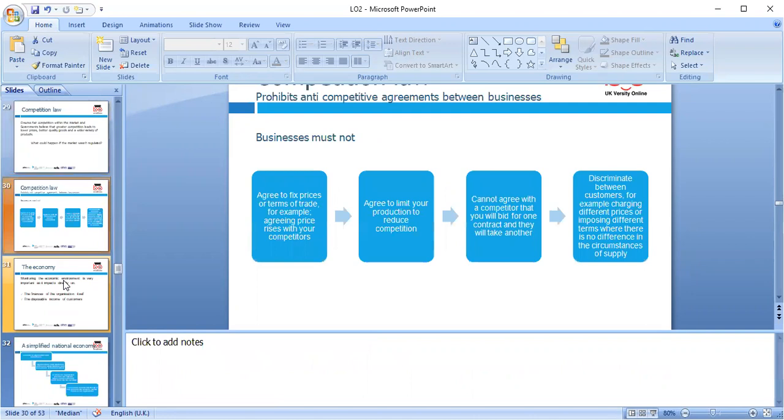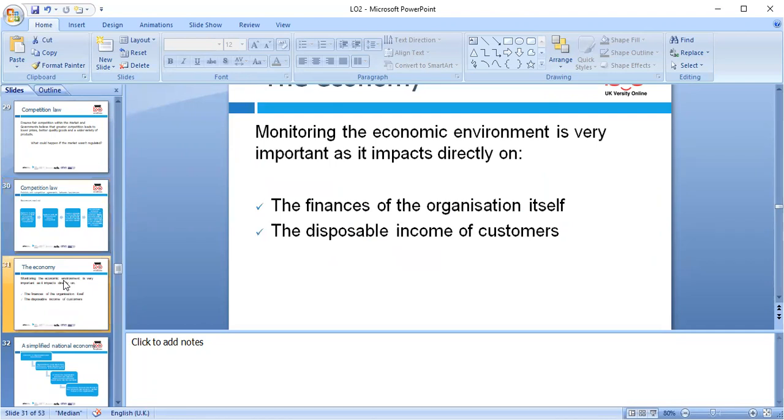Okay, so businesses must not agree on prices, or agree to limit production to reduce competition. This is prohibited because it's a cartel. Some companies in some countries can fix prices, with a few companies coming together, but in the UK it's illegal because we have a Competition Commission. Market forces set the price, not companies coming together to fix it. So based on the law of demand and supply, the government works as a watchdog. Monitoring the economic environment is important, as it directly impacts us.